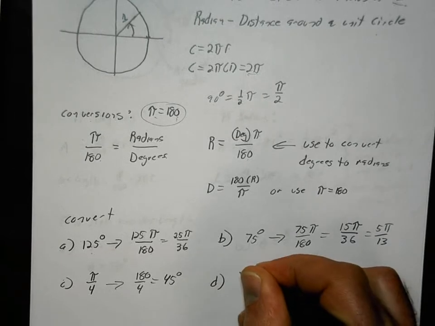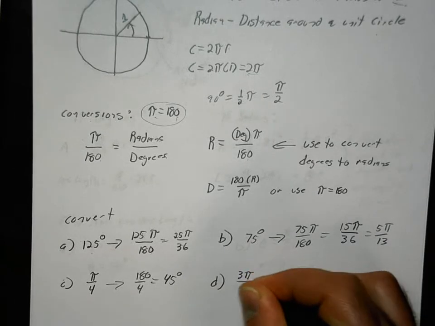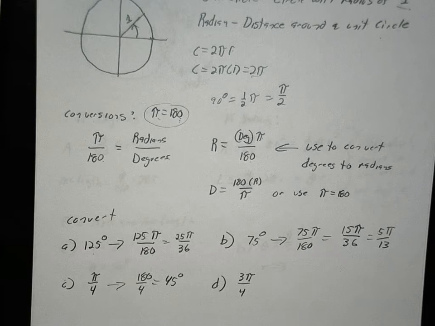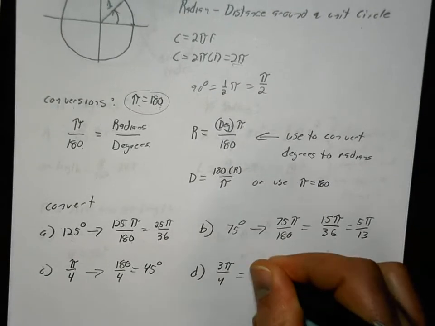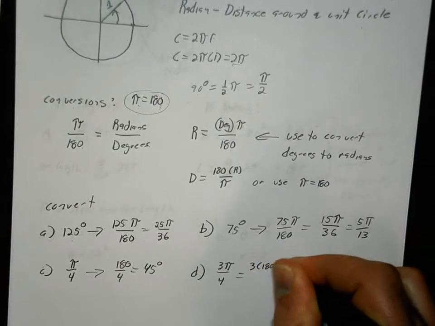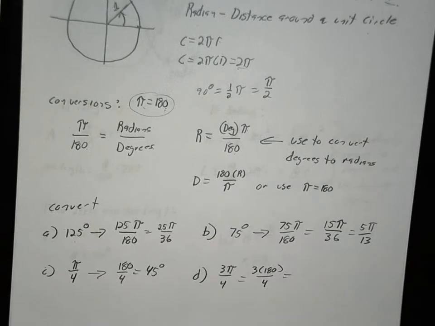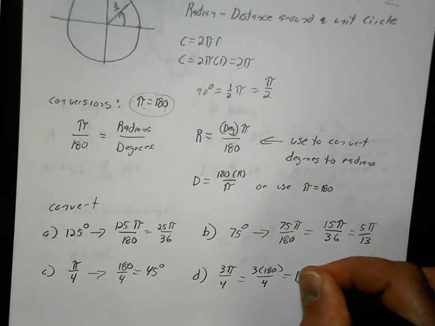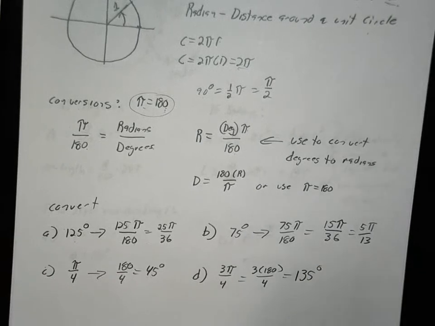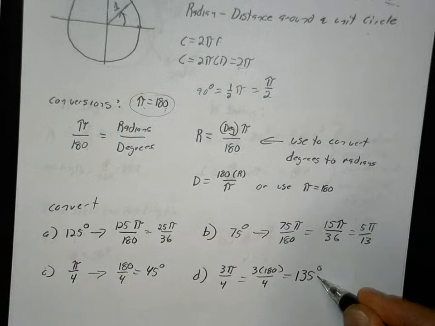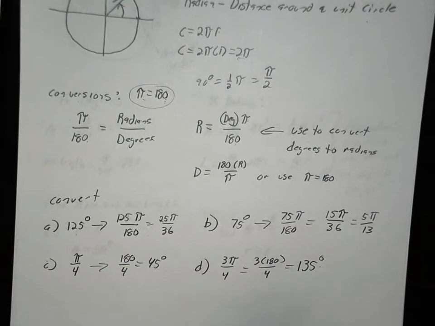Let's do a different one, like 3 pi over 4. So I just go 3 times 180 divided by 4, and I would get 135, I believe. 3 times 180 divided by 4, you can check that. You get 135 degrees. So that's how we convert from radians to degrees.